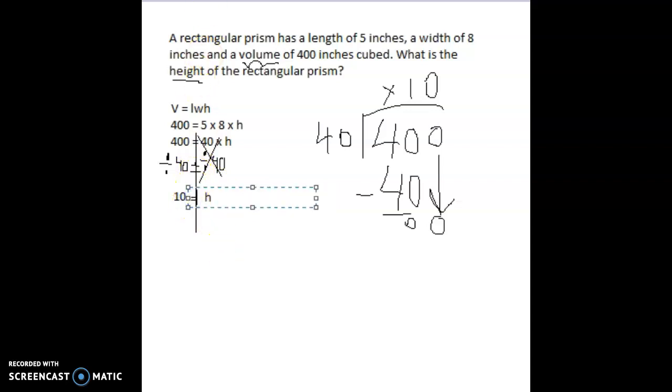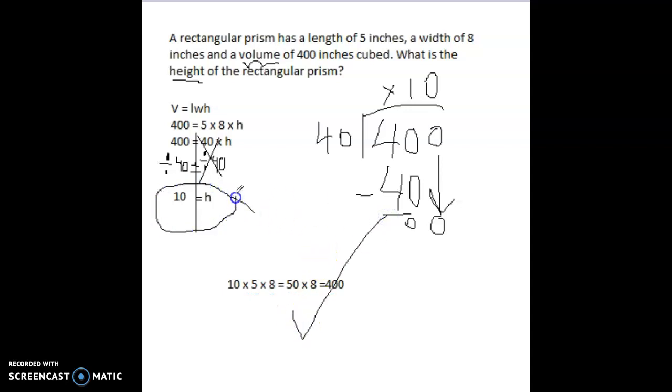Now, you can check to see if it makes sense. If I know that my height is 10, let's see if it works. Is 10 my height times my 5 and times my 8 going to give me 400? Well, 10 times 5 is 50. 50 times 8 would give you 400. So it looks like it does work out. So my correct answer is H is equal to 10.